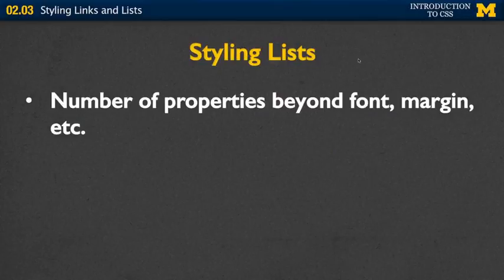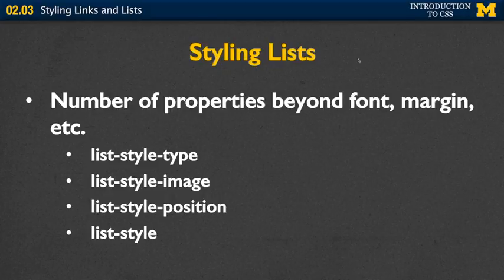When you style lists, by default the properties all look the same. You've got the 1, 2, 3, or the circle, circle, circle. But we can change all that. We can change things beyond the font and the margin to look at the style that your lists are taking on. So some of the things we can look at are your list style type, your list style image, the list style position, and just the list style itself.